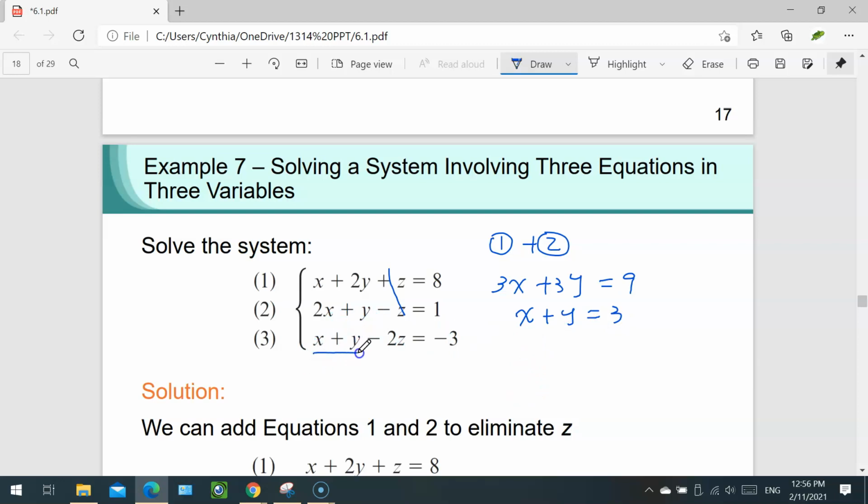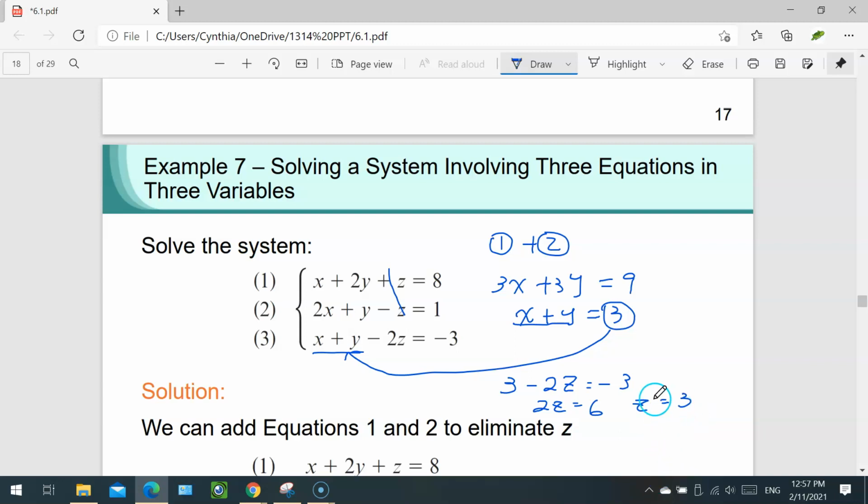Now can you see the third equation has an x plus y term? So we can substitute the 3 into here. Now I rewrite the third equation. I simply substitute the 3 into here, and minus 2z gives me negative 3. So from here, I only have the single variable z, which means I can solve for z. Bring the 2z to the right-hand side and the 3 to the other side, you get 6. That means z is equal to 3.